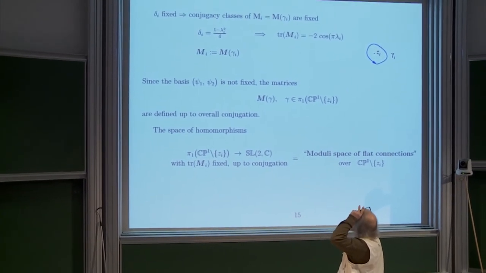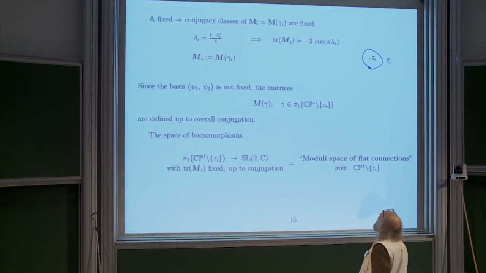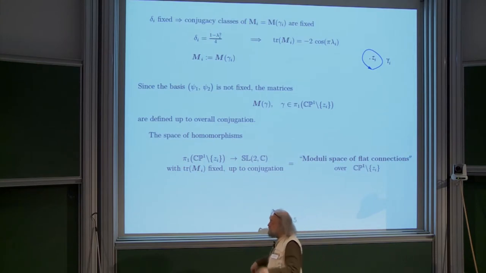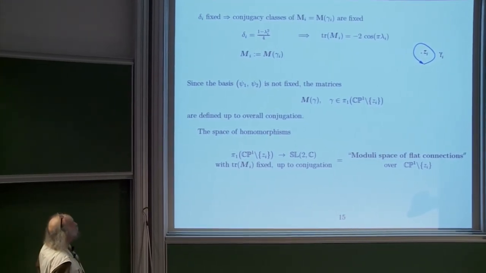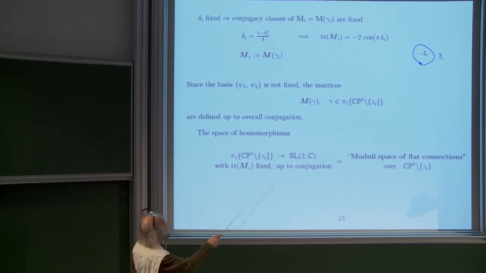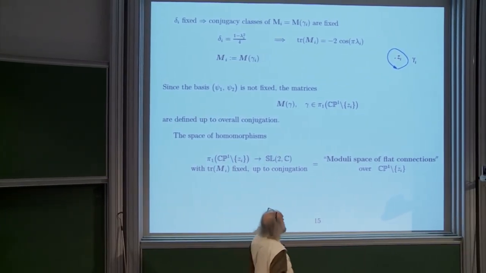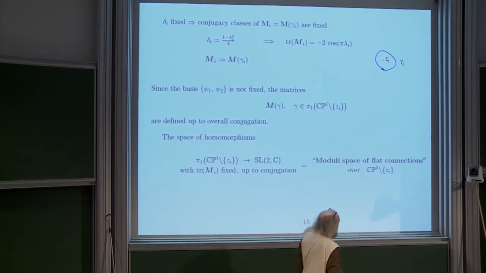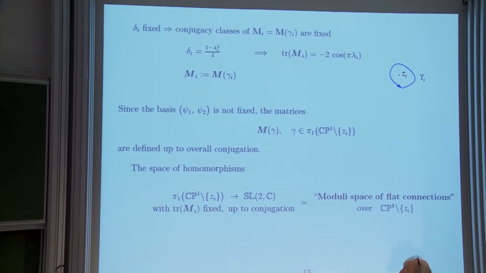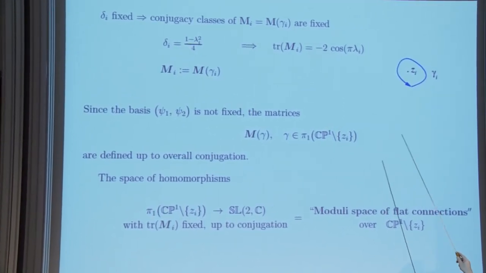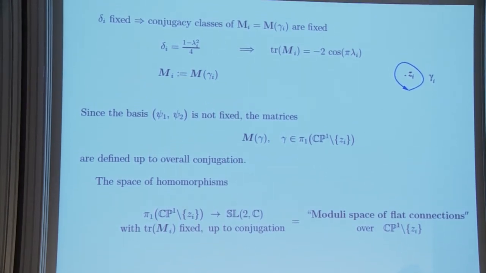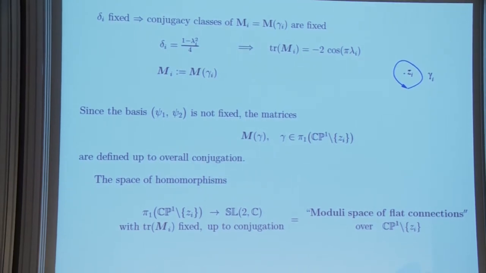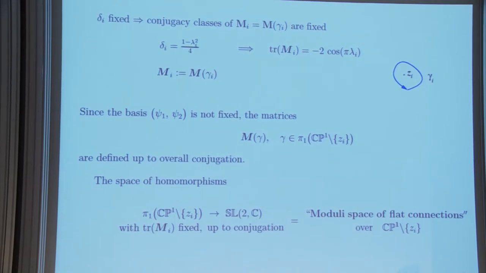So, because the lowercase delta are fixed, we are dealing with the representation in which the conjugacy classes of the matrices M_i, which are representations of these basic elements associated with the elementary paths around individual punctures, are fixed and actually related to these parameters lambda, which is the parametrization of the delta. And also there is, of course, arbitrariness in the overall choice of the basis.